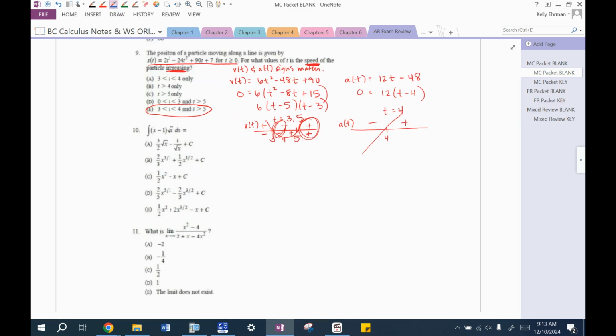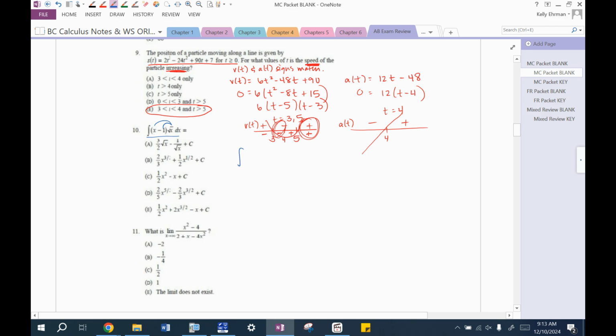All right, what about number 10? The integral of this is equal to what? So remember, you can't integrate each separately. What we would need to do is distribute this. You can't just integrate this times the integral of that. That's not a thing. So let's rewrite the integral first of all.